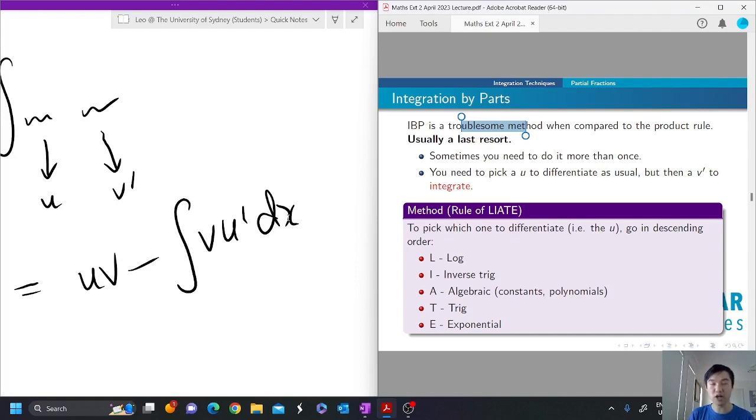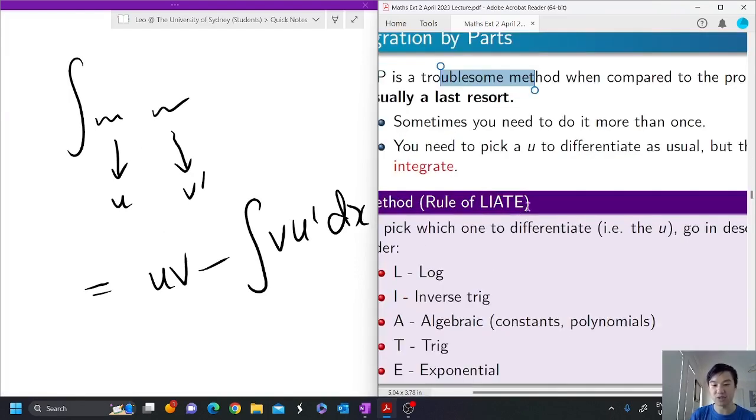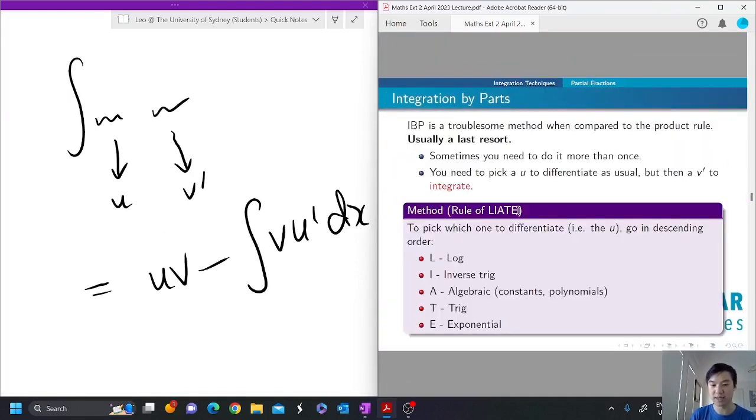There's a really cool mnemonic, a rule of thumb, that we Extension 2 students are taught in terms of which one you decide to be u. The mnemonic is LIATE. This is really useful because it tells you the priority of which one you should let be u. So it goes log, inverse trig, algebra, trig, exponential. That's what LIATE stands for.